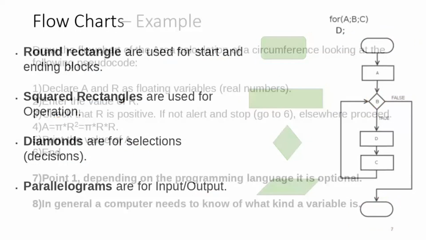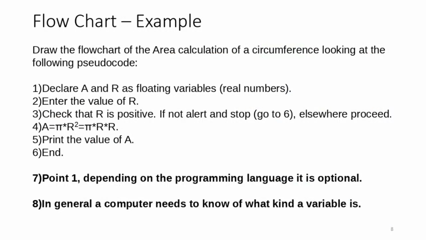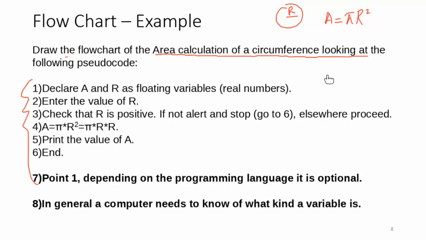So let me do one example here. Let's try to draw the flowchart for this example. The question is, draw the flowchart of the area calculation of a circle looking at the pseudocode. So this is my pseudocode, and if you have a circle with a radius of r, the area is going to be pi r square. Am I right? So the area of the circle is pi r square. Now we need to draw a flowchart for this pseudocode.